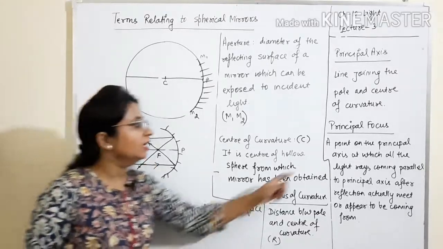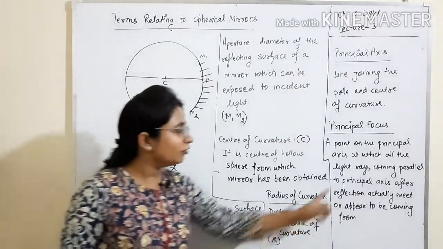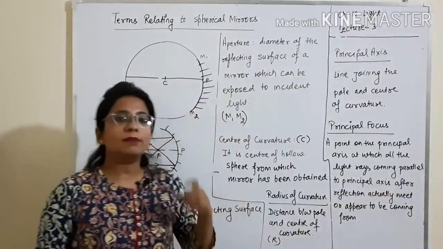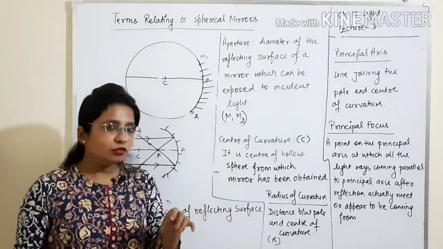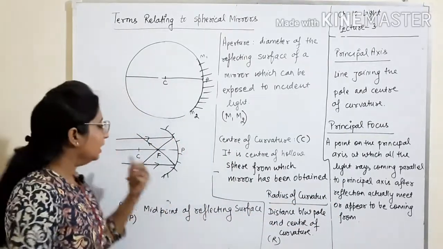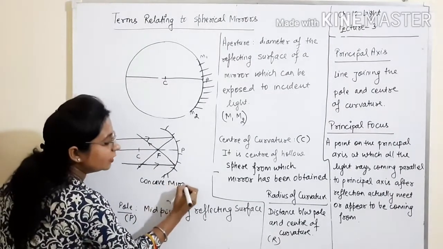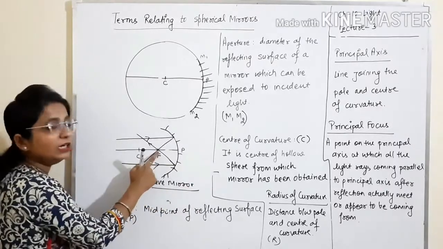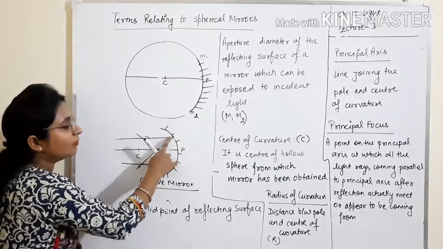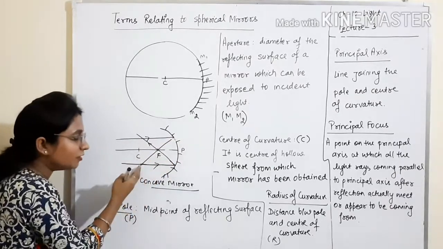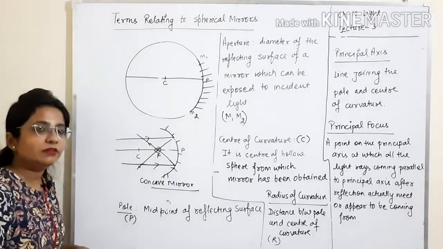So basically it's a point on the principal axis at which all the light rays coming parallel to the principal axis after reflection actually meet or appear to meet. In case of concave mirror, the light rays will actually meet. तो वो point जहाँ पर सारी light rays principal axis से pass अगर हो रही हैं तो after reflection pass होती हैं, उसको बोलते हैं हम principal focus.